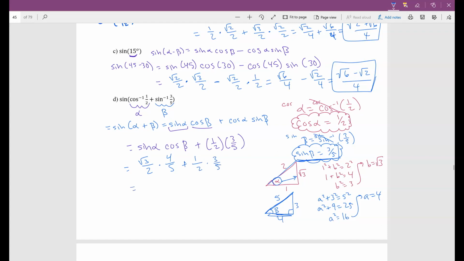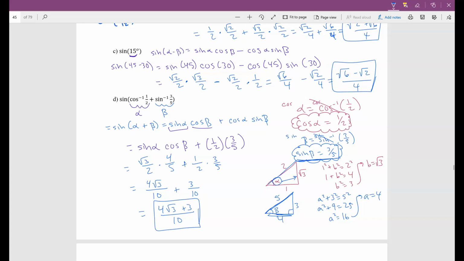So this is going to give me 4 square root of 3 divided by 10 plus 3 over 10. If we combine this, it will be 4 square root of 3 plus 3 divided by 10. So that's everything all combined.